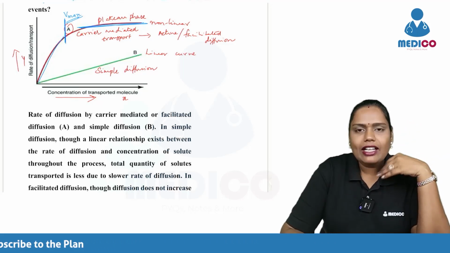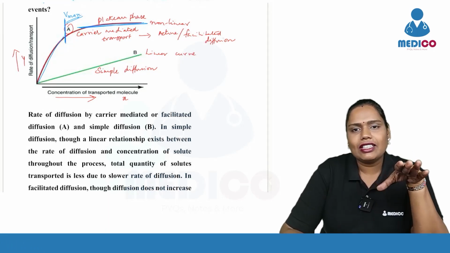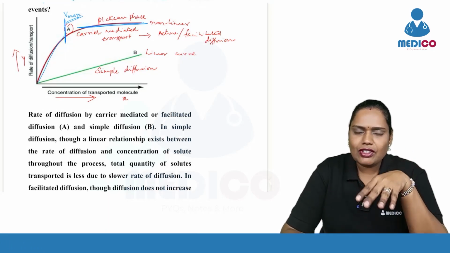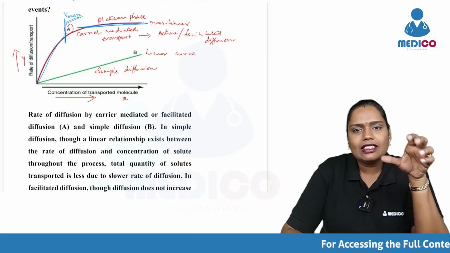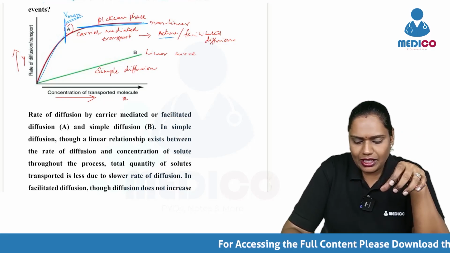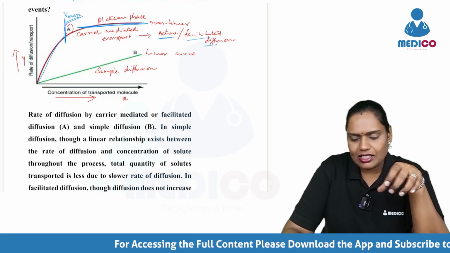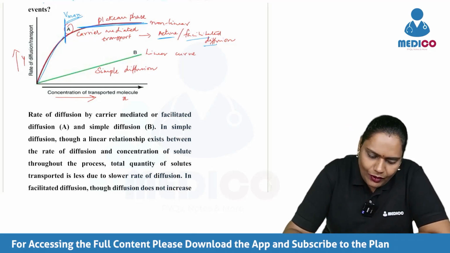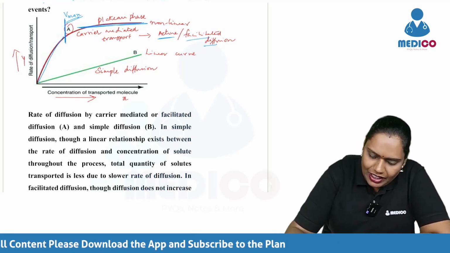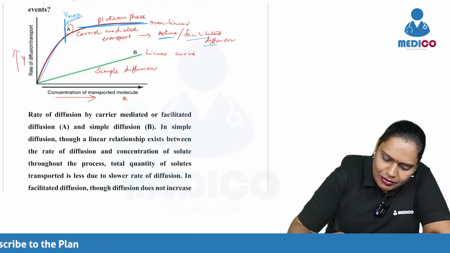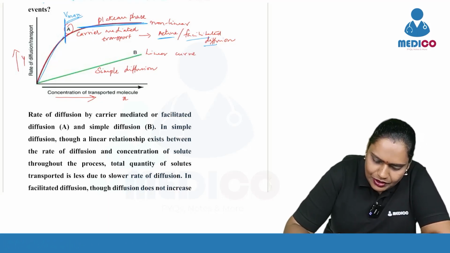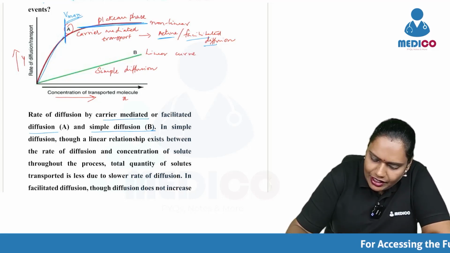So by looking at the curve itself, we can identify whether it is a simple diffusion or a carrier mediated diffusion. Once I have determined that it is carrier mediated, it could be an active transport or a facilitated diffusion. So that is how we identify A and B. A is the rate of diffusion by a carrier mediated transport, and B is simple diffusion.